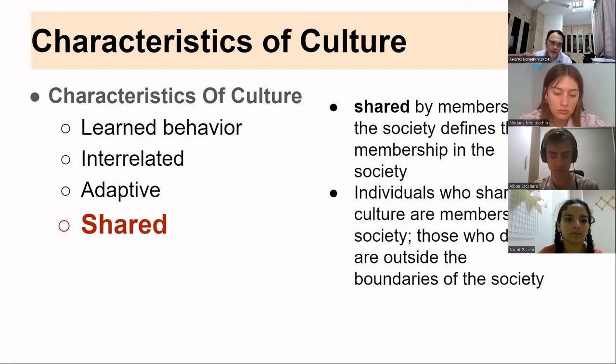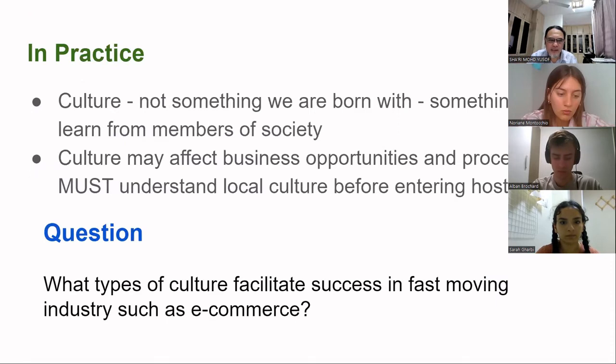Anything regarding your way of doing things. So individuals who share a culture are members of society. Those who do not are outside the boundaries of the society. That's why I say it's very difficult, right? Culture is not something straightforward. It is difficult. Now, in practice, culture. I took this from the text as well.